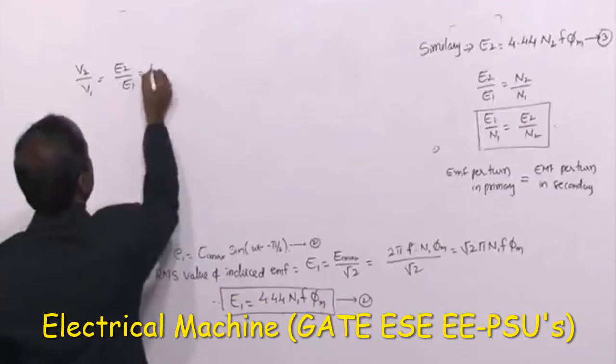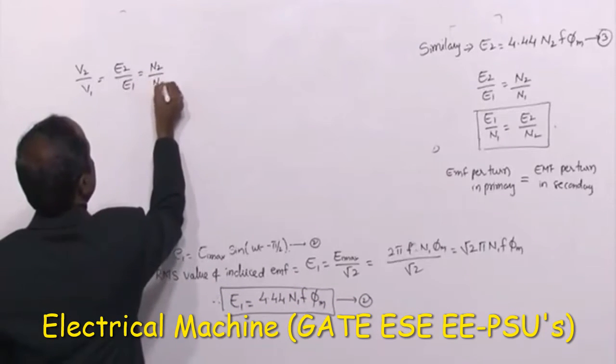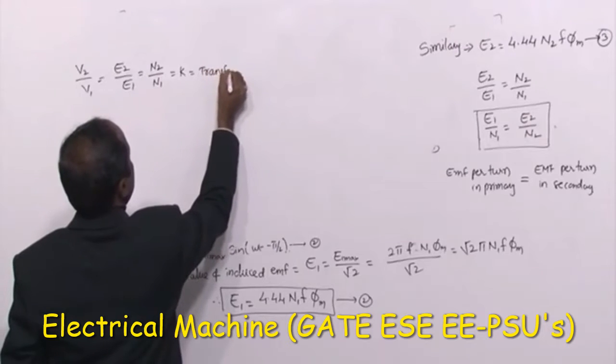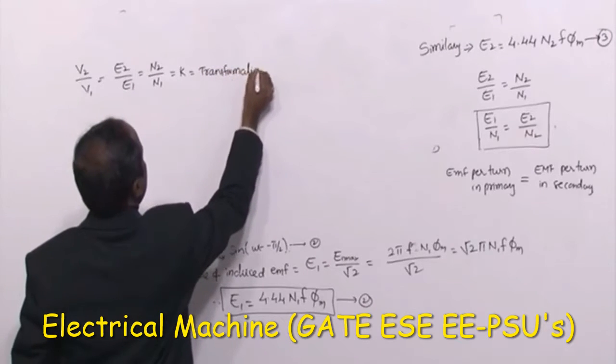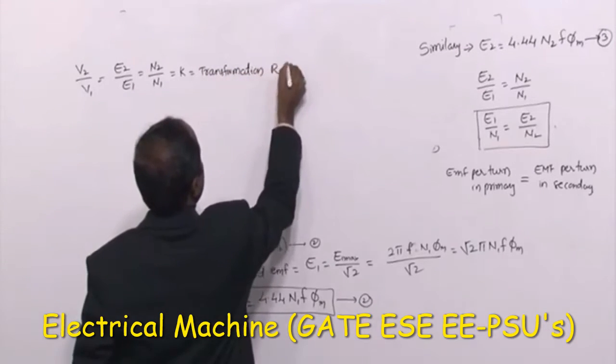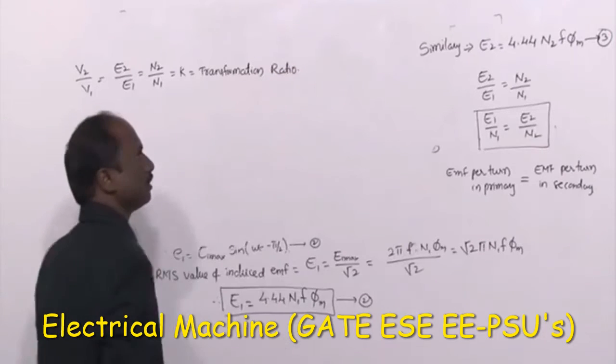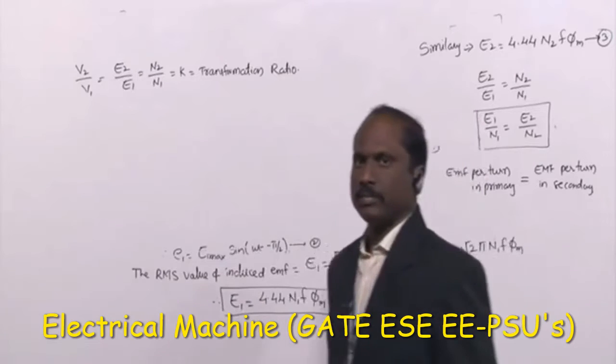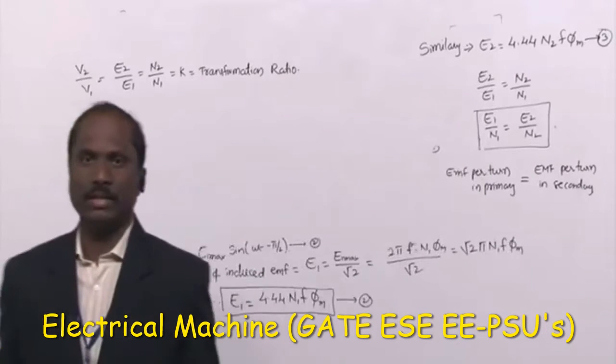V2 by V1 is equal to N2 by N1. That is called K, which is called the transformation ratio of the transformer. This is called the transformation ratio of the transformer. Okay.